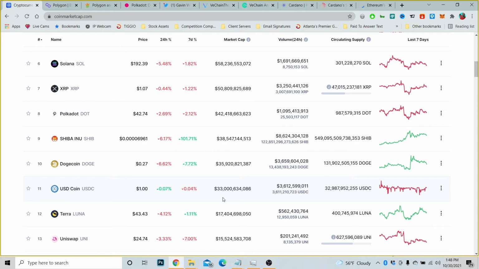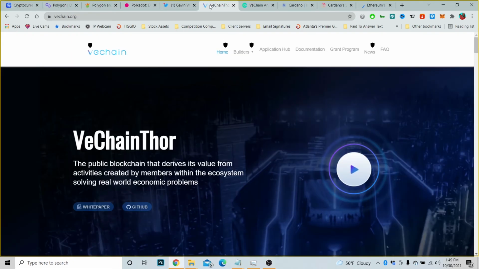Okay, so let's go to the next platform, and this would be VeChain. VeChain is an interesting property, a component rather, blockchain, that's what I'm trying to say. Because VeChain Thor is the public blockchain that derives its value from activities created by members within the ecosystem solving real world economic problems. That's the background of VeChain and what they stand for. But why is this significant? Why did VeChain make my list?